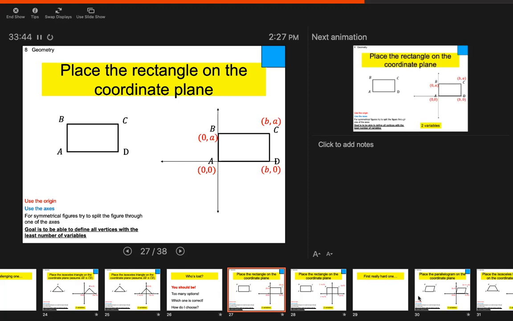All right, that one isn't too bad, and that's where most people would place it. By the way, how many variables again? 2. That's crazy. Is there any other way of doing it where we get 2 variables? Well, let's put C and D on the y-axis. Okay, that's the same thing, just reflected over the x-axis.